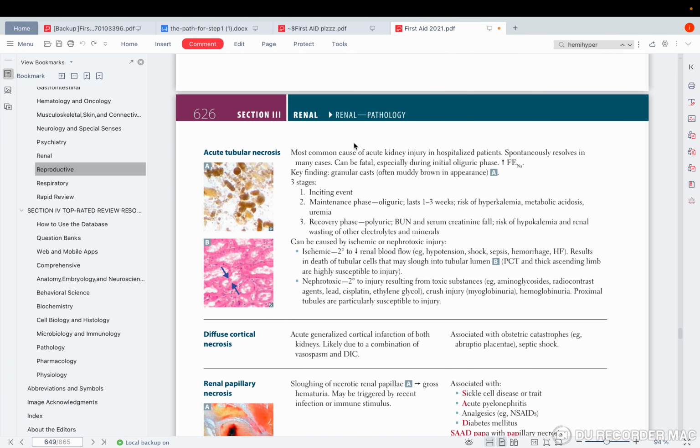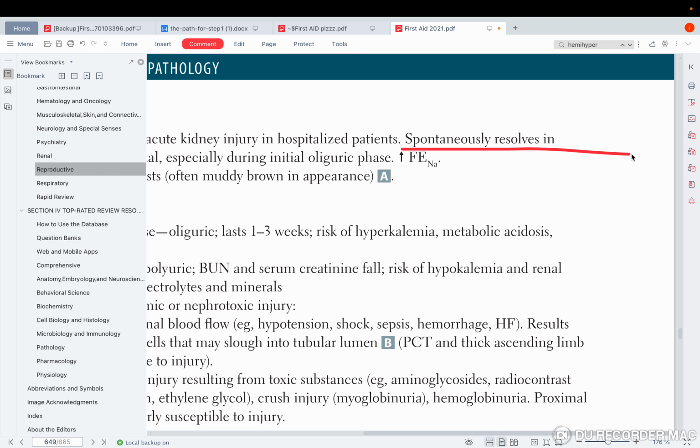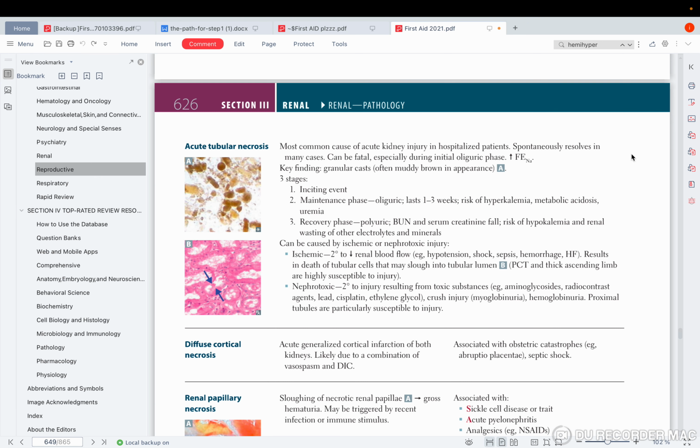I like this. So it can be fatal, especially during the initial oliguric phase. So let me explain what this is speaking about. It is the most common cause of acute kidney injury in hospitalized patients, so it's in people who are already sick, okay? It spontaneously resolves in many cases, so it can go away on its own in some cases. That's what they want to reach to you. So it can be fatal, in which the patient will die, especially during the initial oliguric phase.